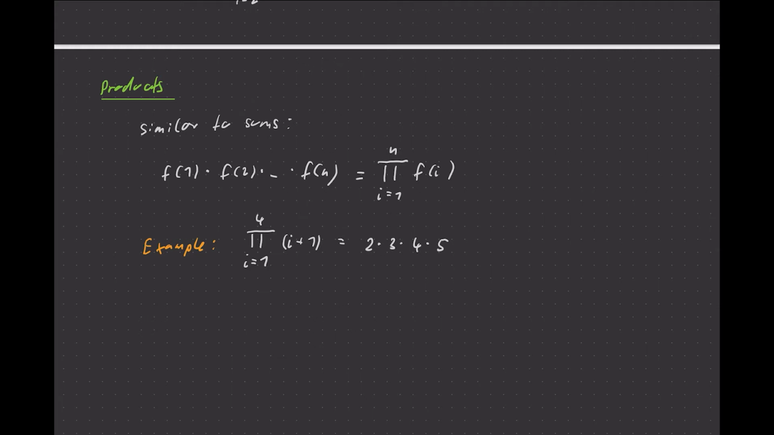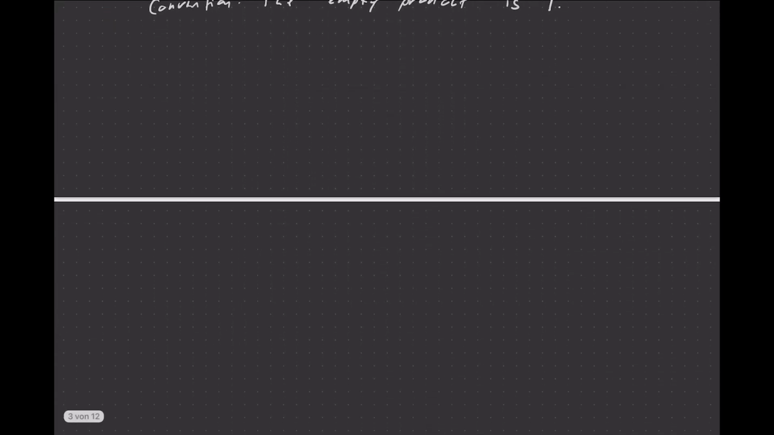And again, there's a convention on the empty product. The idea is that an empty product should not change anything, as the empty sum does not change anything. Adding the empty sum to something doesn't change anything. Multiplying by the empty product shouldn't change anything. So the idea is the empty product is 1, because multiplying by 1 doesn't change anything. Multiplying by 0 would change quite a bit.